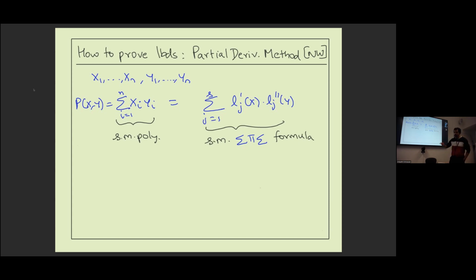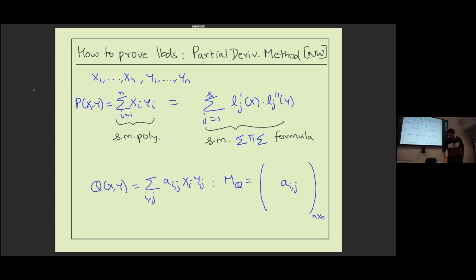How would I show that? What I'm going to do is associate with these polynomials certain matrices. In general, given any set multilinear polynomial, I associate to it a matrix. What are the entries of the matrix? They're just the coefficients. The rows correspond to x1 to xn, the columns correspond to y1 to yn, and the ijth entry is the coefficient a_ij. That's the matrix of the polynomial. It's called a partial derivative matrix, and you can see why, because this is the partial derivative with respect to these two.